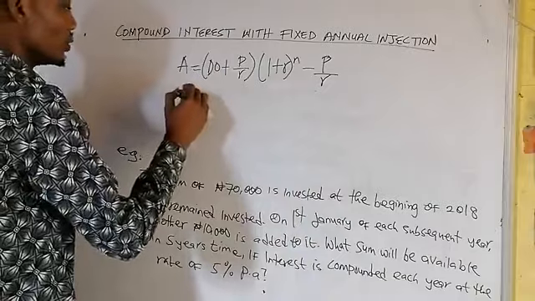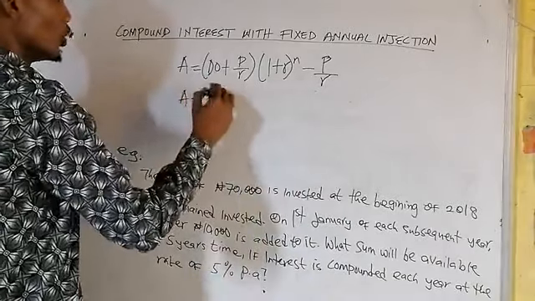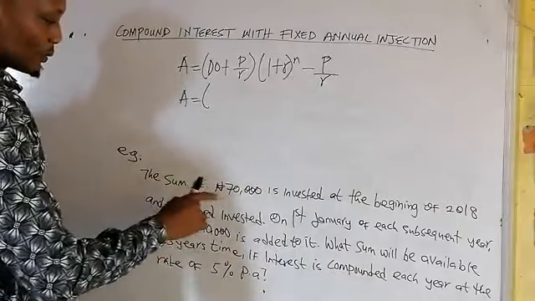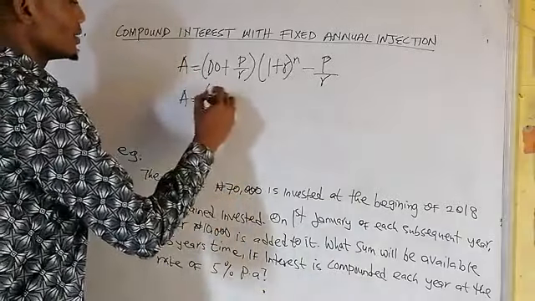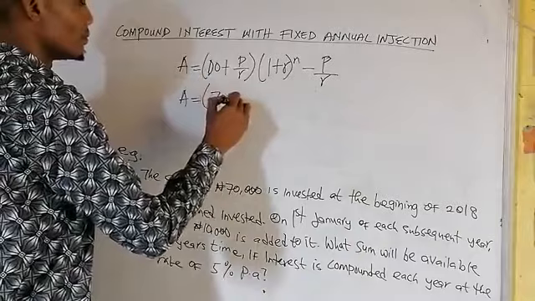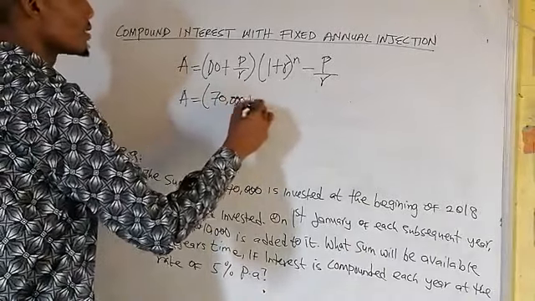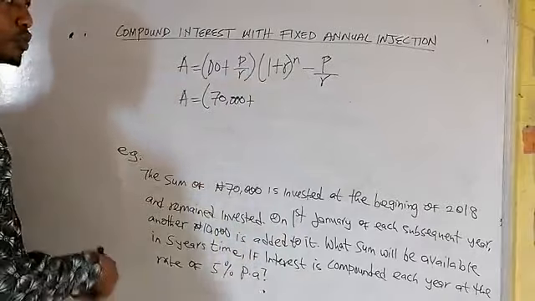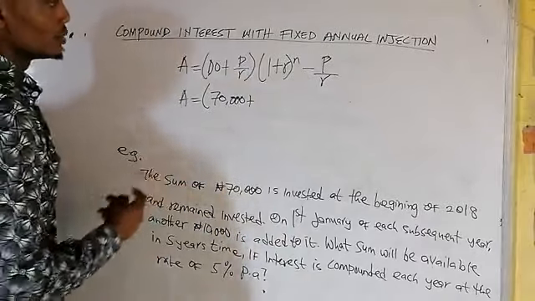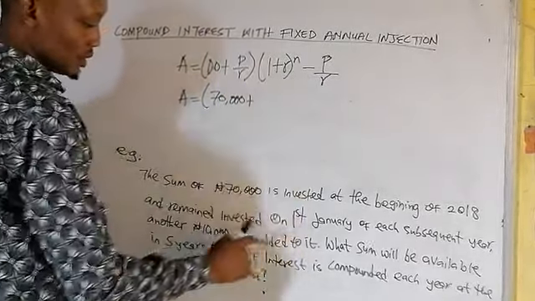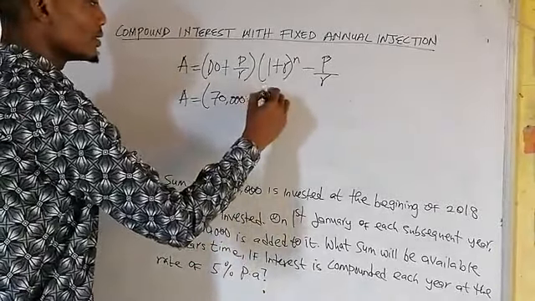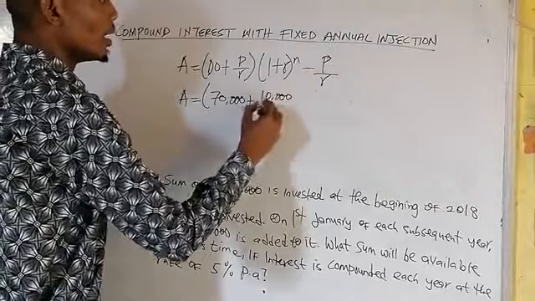A, which is the future value, is equal to, open a bracket. What is D0? We said D0 is the initial deposit. This is it, 70,000 naira, plus P. What do you say P is? P is the fixed annual injection. The fixed annual injection, which is what? How much are we adding to it? 10,000 naira. All over.